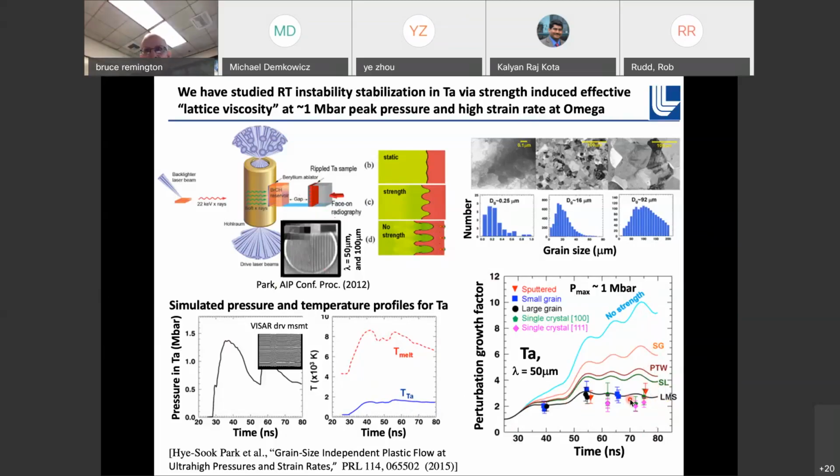Over a whole series of experiments, varying the initial conditions, sputtered tantalum, small grain tantalum, large grain tantalum, single crystal from 2 different orientations. So 2 things to be noted: that the experimental Rayleigh-Taylor growth is about a factor of 5 or so lower than what you'd get with no strength. So we're clearly in the solid state plastic flow regime. It also shows that for all these different versions of tantalum, large grain, small grain, single crystal, different orientations, sputtered grain, that seems to make no difference at all, which was a surprise for us.